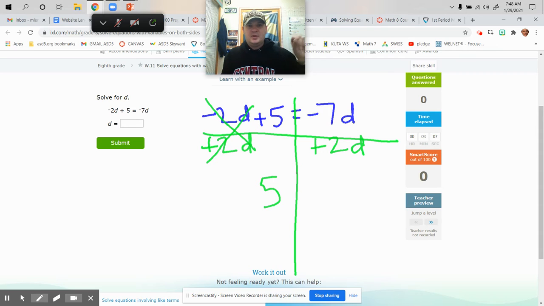Negative 7, if I'm on a number line, ooh, I'm in a camera, this might be backwards. Negative 7, come back 2. So I'm going closer to 0, but I don't make it. So I'm actually still at negative 5. And I still have the d there.